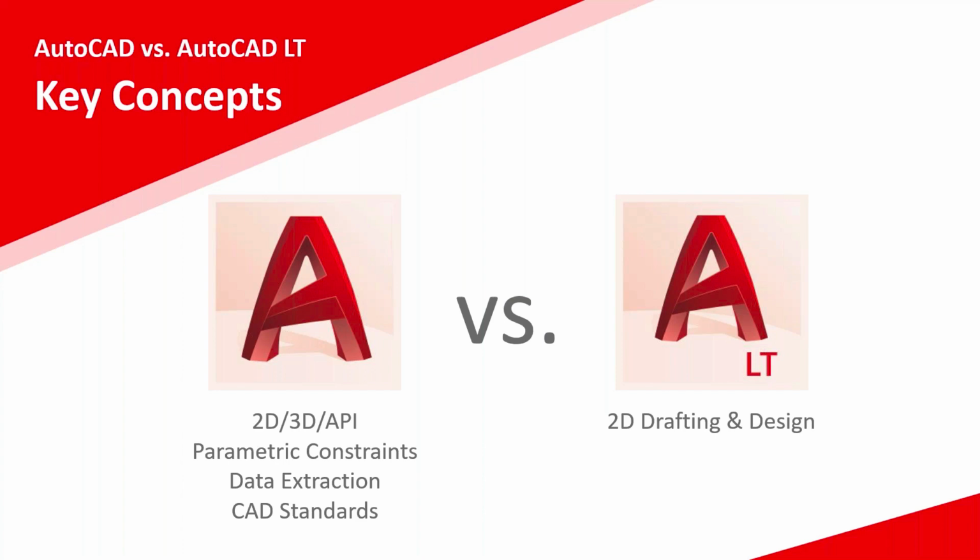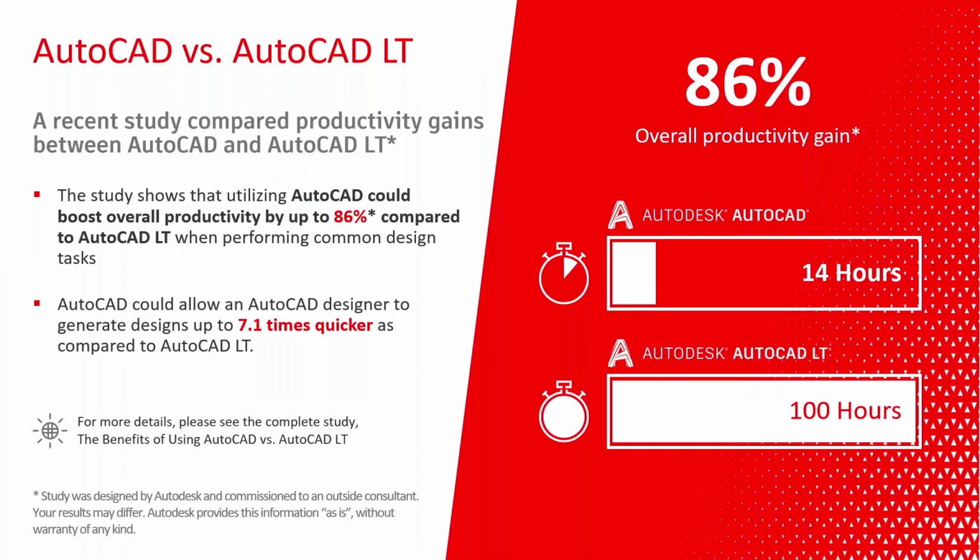We're going to see how, from a productivity and a time and motion kind of environment, how AutoCAD stacks up against AutoCAD LT. So moving forward now into a really good visual slide, you basically get an 86% overall productivity gain. Now, there is a little asterisk next to that, and there's a little disclaimer at the bottom, basically saying that the study was designed by Autodesk and commissioned to an outside consultant. So your results may differ. You may not get exactly 86%.